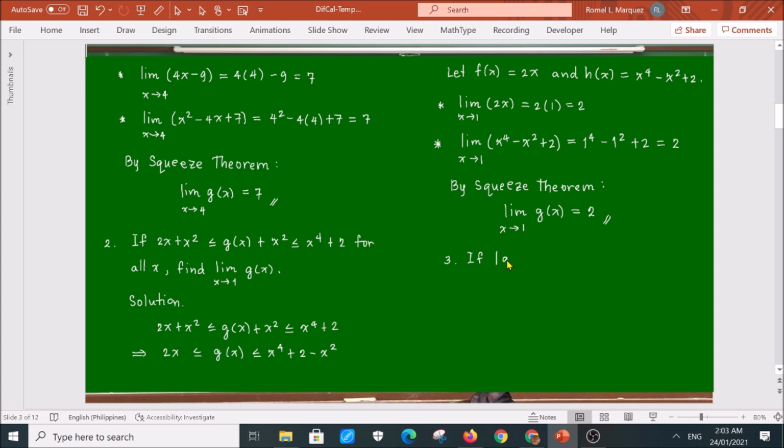The absolute value of g of x minus 3 is less than or equal to 4 times (x plus 2) quantity squared for all x. Find the limit of g of x as x approaches negative 2.